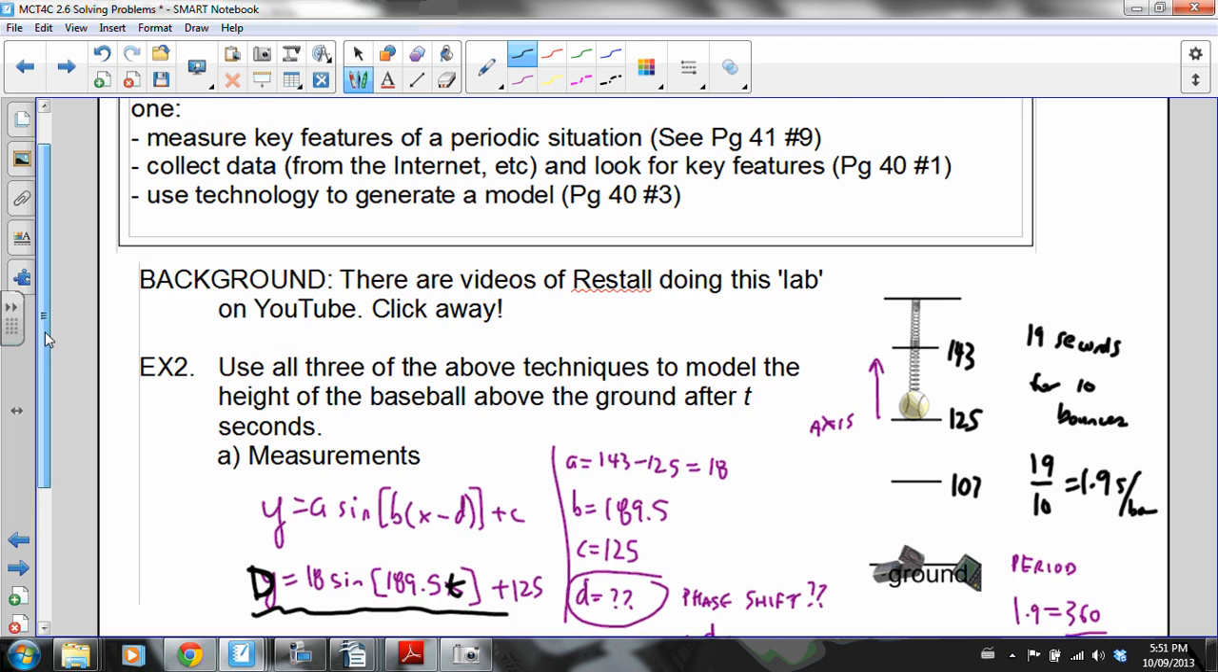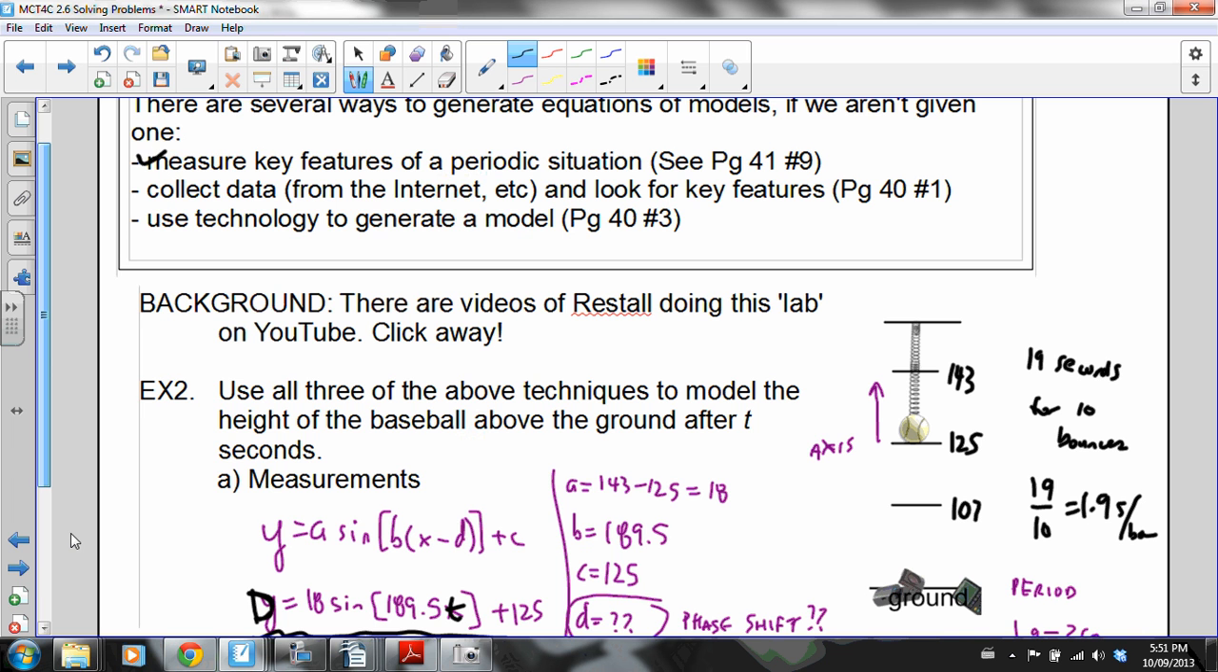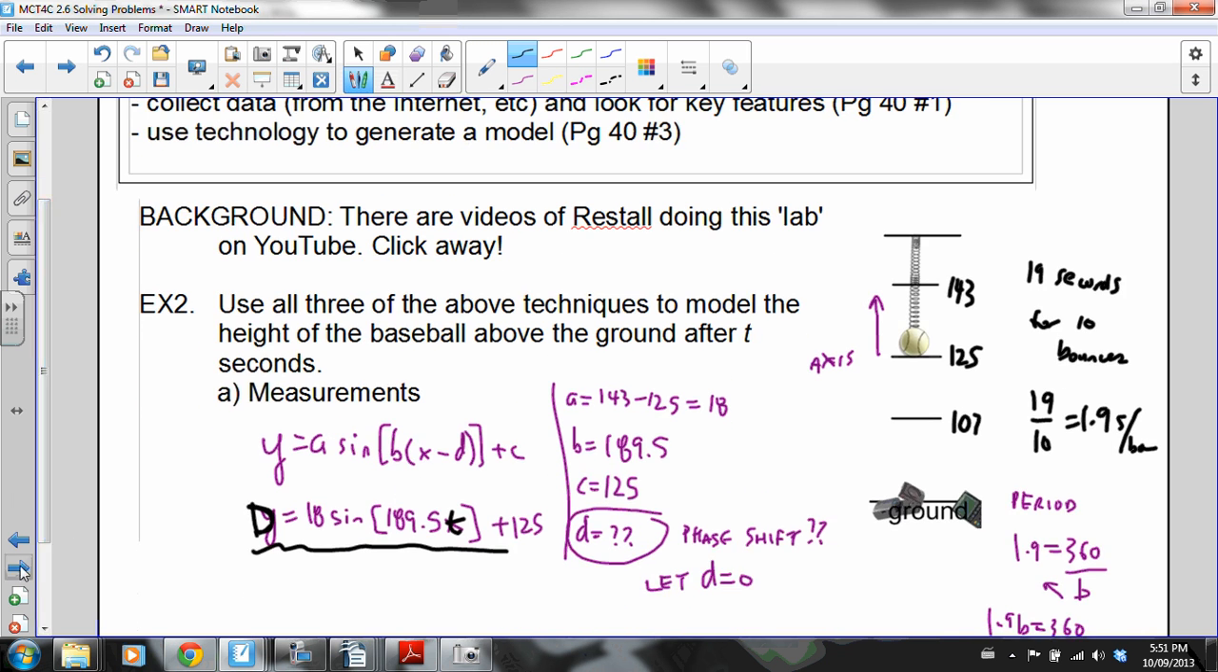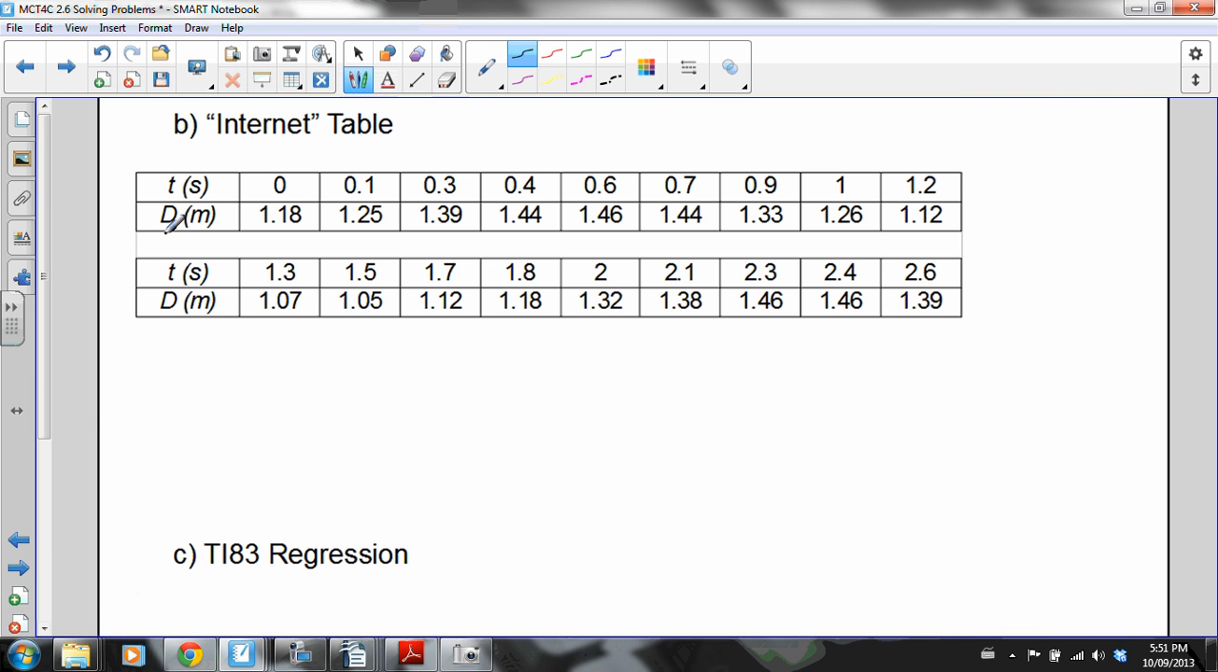The next technique up here was to collect data. And I showed you how I used the CBR, and I collected a bunch of data. Well, this is the data. I just took this from the CBR and then wrote it on there. Well, how do I make any sense of this stuff? Certainly I could plot all these points and then try and find the amplitude and the minimum and maximum and all that business, the period.